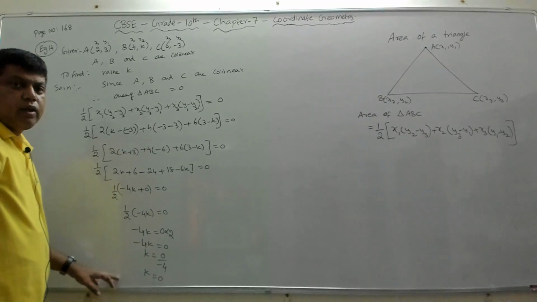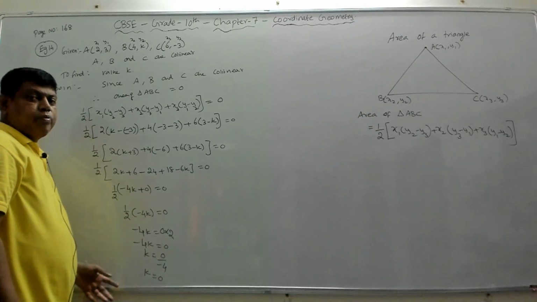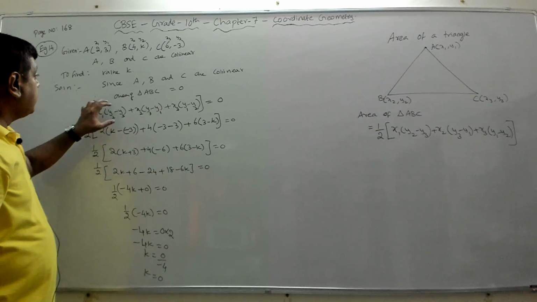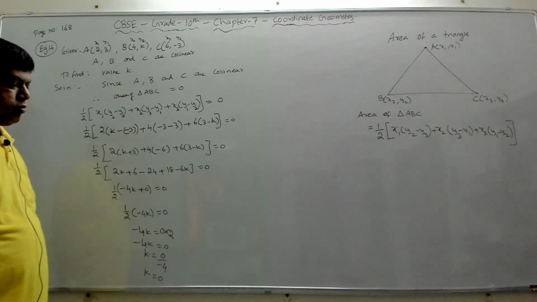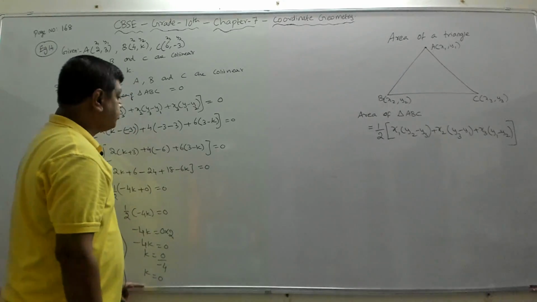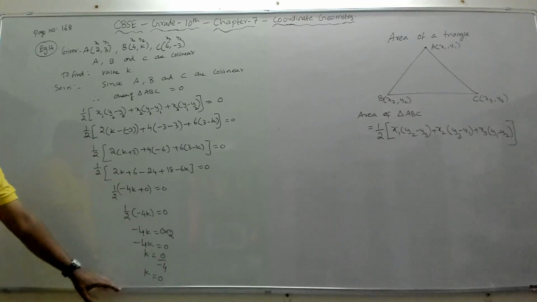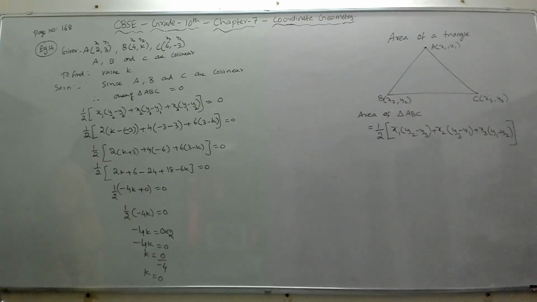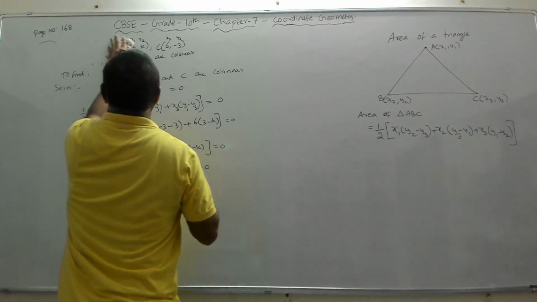So what is the value of k? The value of k should be 0. Only then the area of this triangle will become 0. So therefore the value of k is 0. K equal to 0 is the answer. Fine. So all of you can pause the video and take the notes. I'll go to the next one, which is example 15.